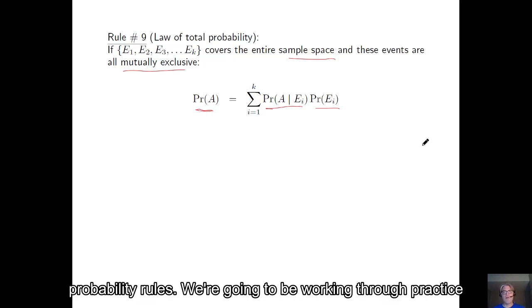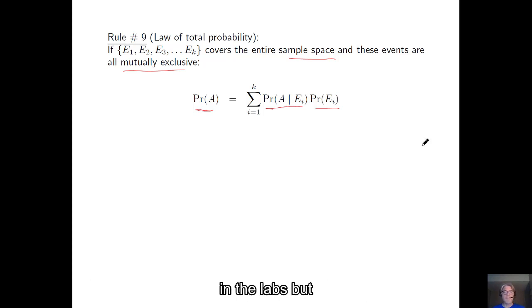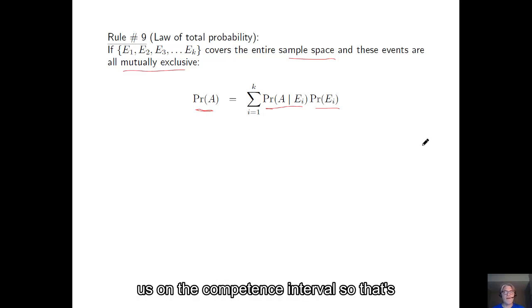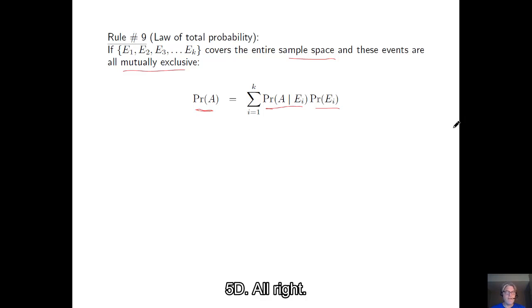We're going to be working through practice in the labs, but also in the online worksheets that we do in class, the in-class worksheets. And I have one more video on the probability section talking about Bayesian probability a little bit and a perspective that it gives us on the confidence interval. So that's 5D. All right.